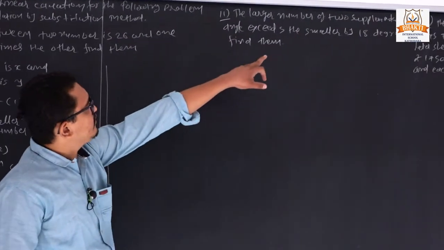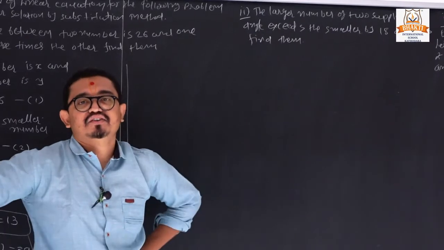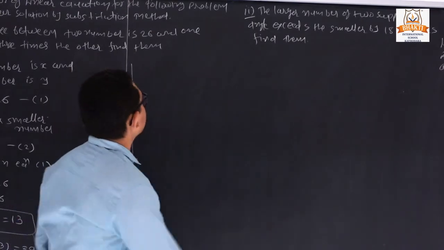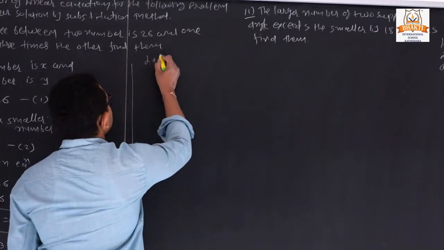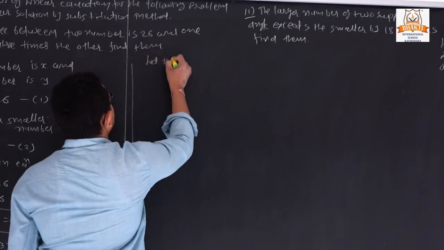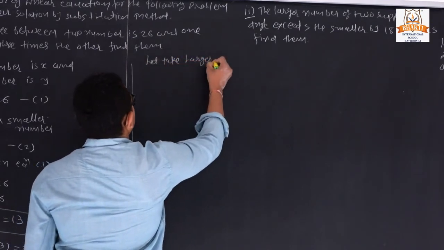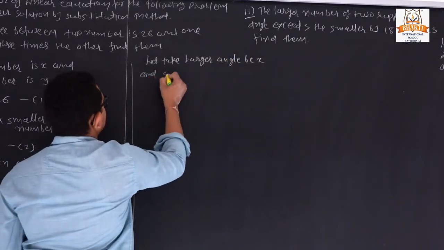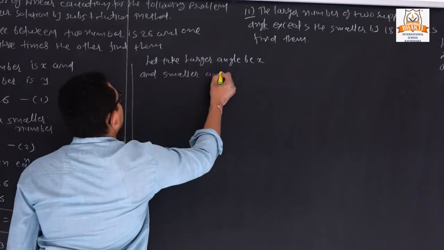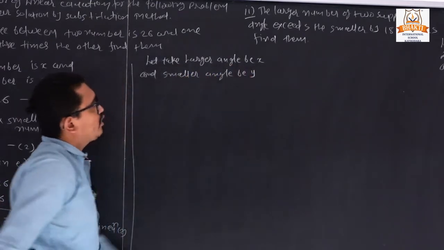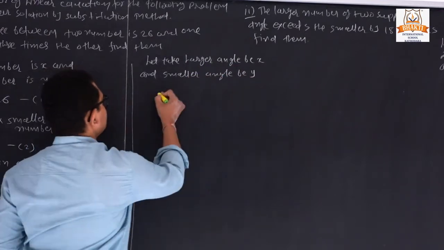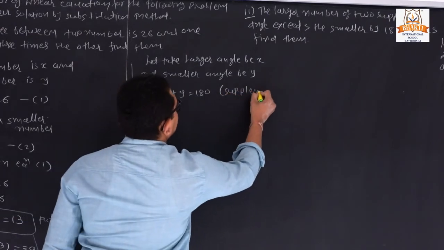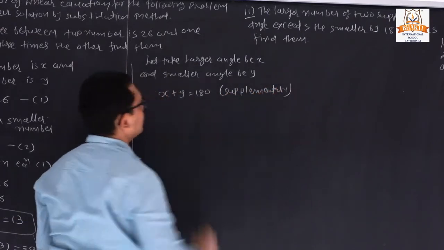The larger number of two supplementary angles. So first of all, what is supplementary? The sum of two angles is 180. So we can assume the larger angle is x and the smaller angle is y according to our situation. So the sum of these angles will be 180 because they are supplementary. Clear? It is a supplementary angle.